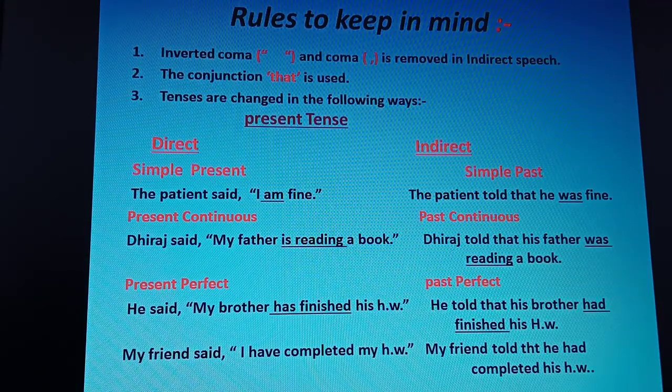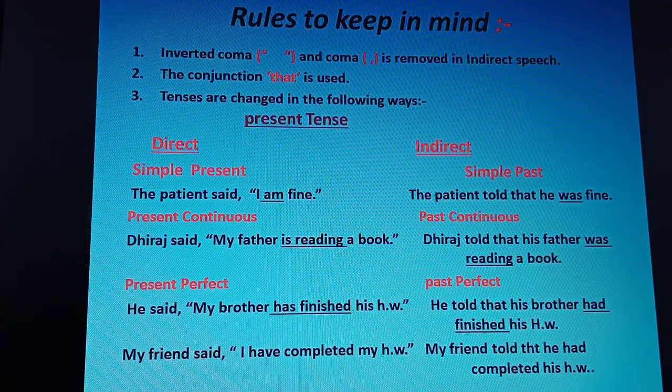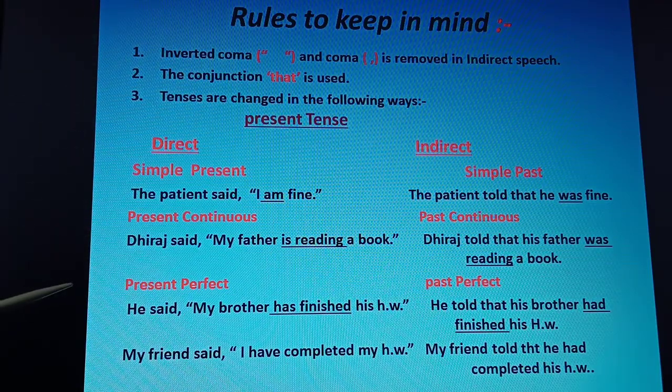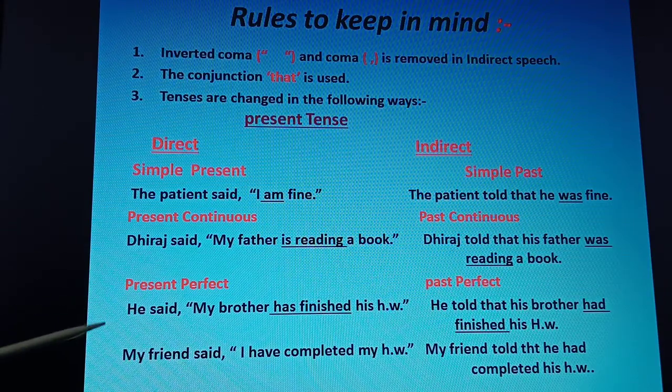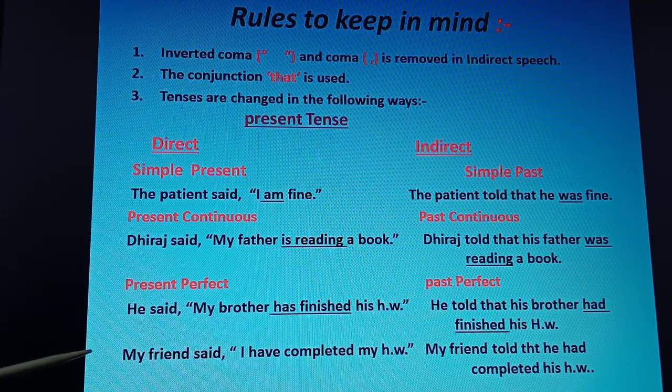Okay. This is with the present tense. The three tenses. How it changes into past. Okay, simple present will change into simple past, present continuous will change into past continuous, and present perfect will change into past perfect. There is no present perfect continuous. We don't change. Usually you are not asked to change into reported speech or indirect speech from present perfect continuous. Clear? So, only 3 rules you have to learn.